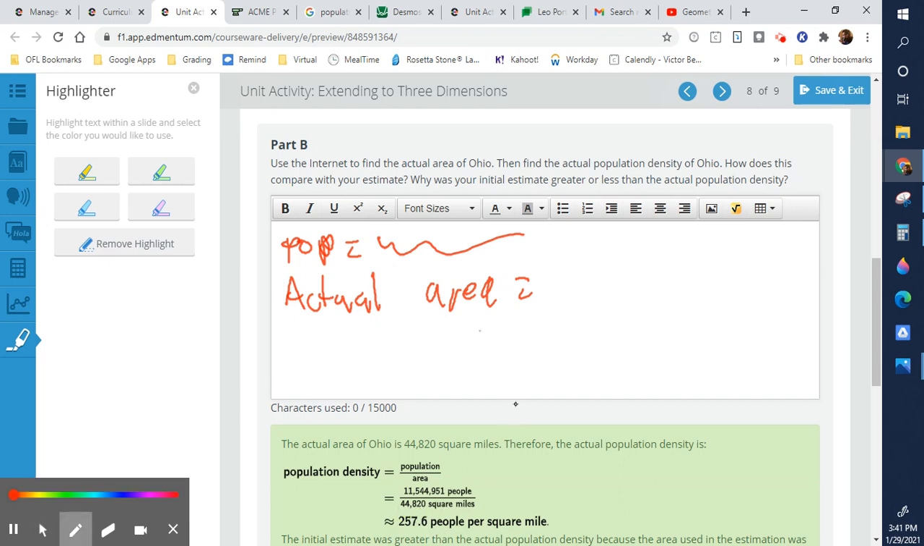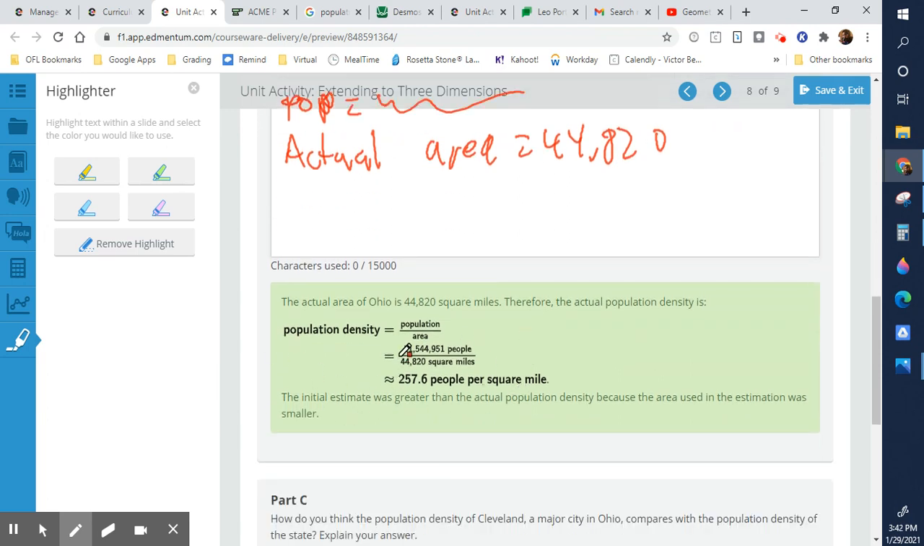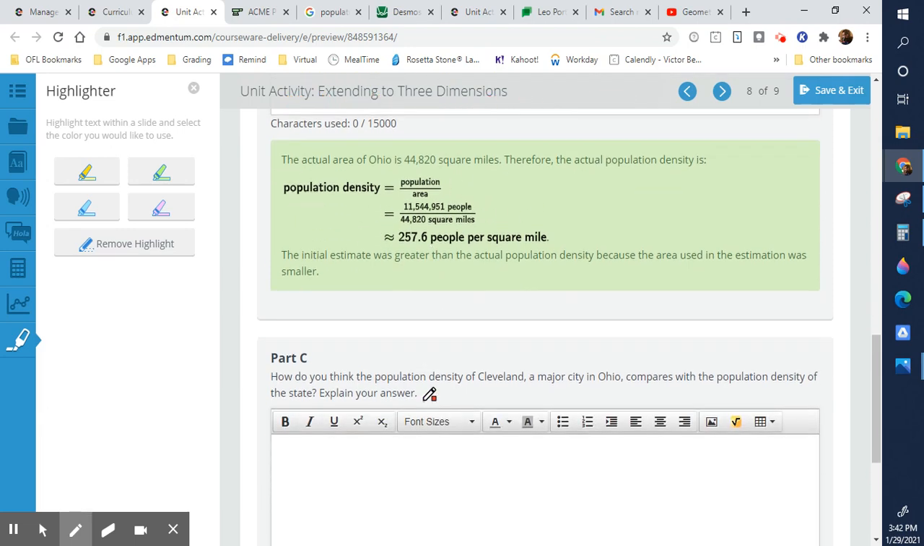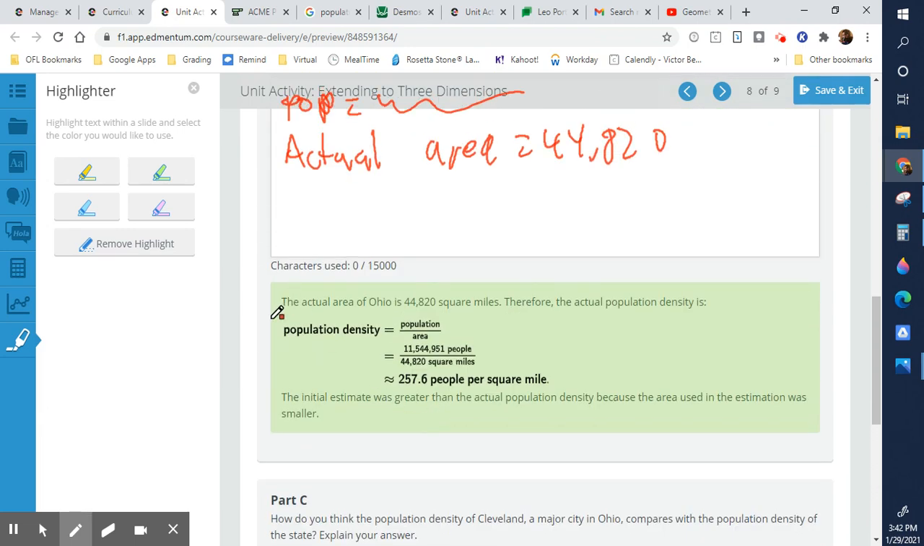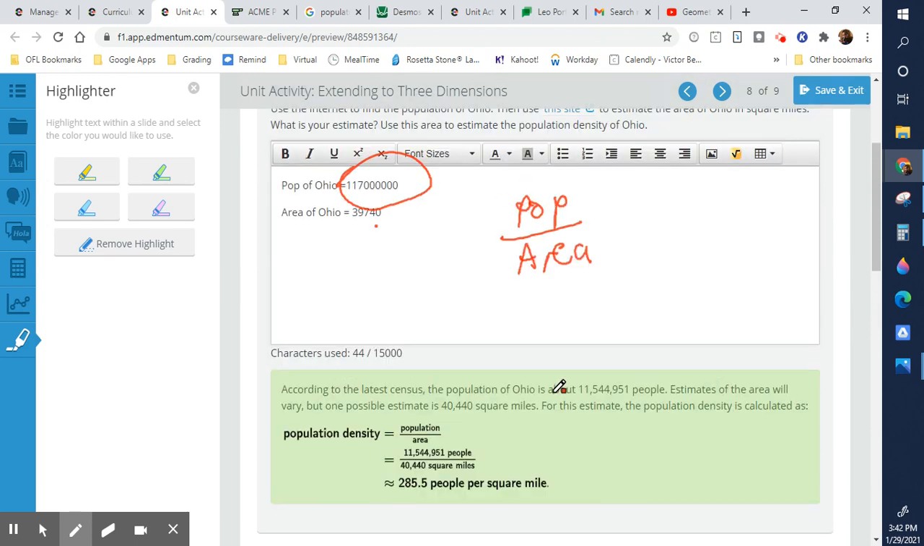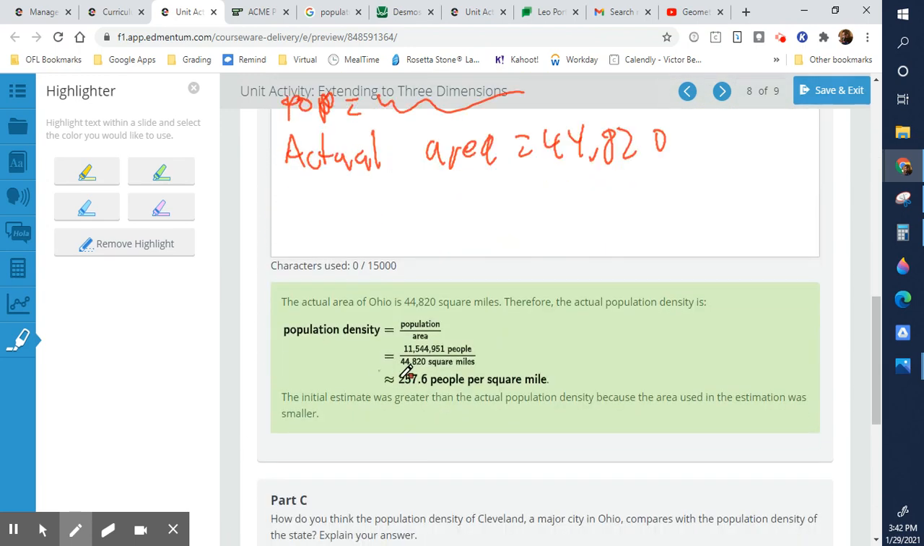So everyone should end up getting this number, 44,820. And we're going to divide that out, and so everyone should get a similar number. Edmentum has a very outdated number. As long as you show on there that you're doing population equals or density equals population over area, you should be fine.